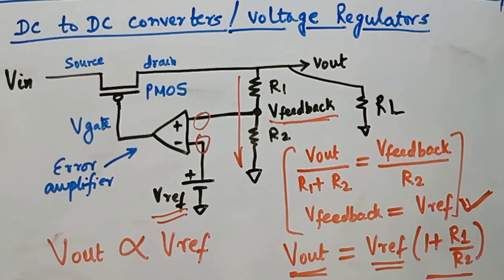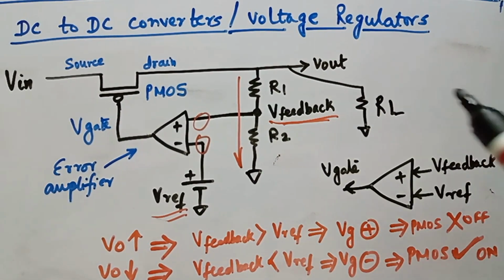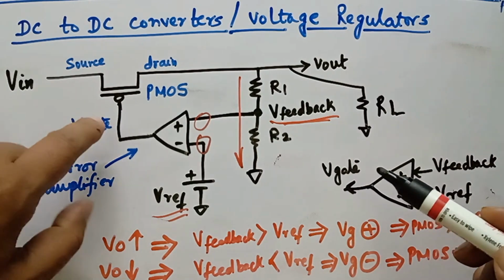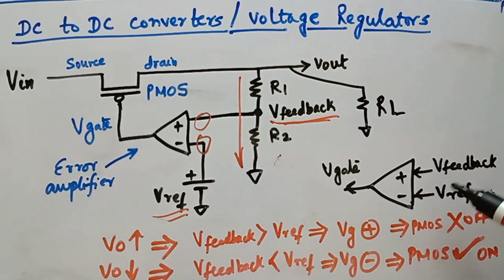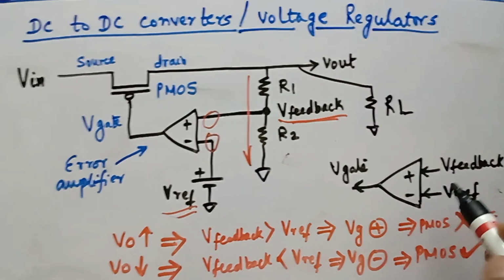Let me try to explain this a little bit further. Here is the error amplifier with the two inputs, V feedback and V reference, and the output is V gate. This is the same circuit which I have tried to draw here. So the logic works this way.